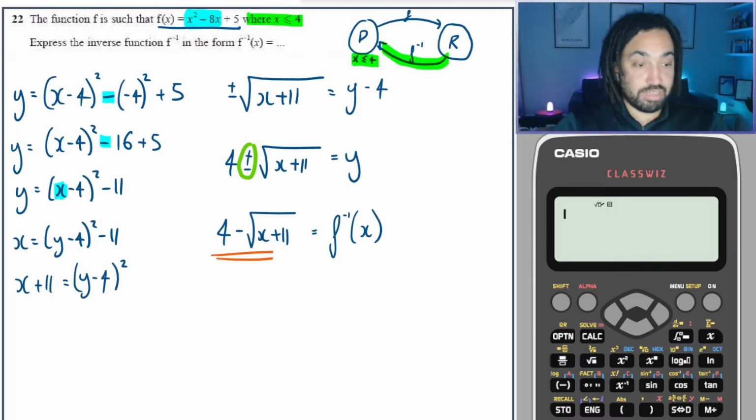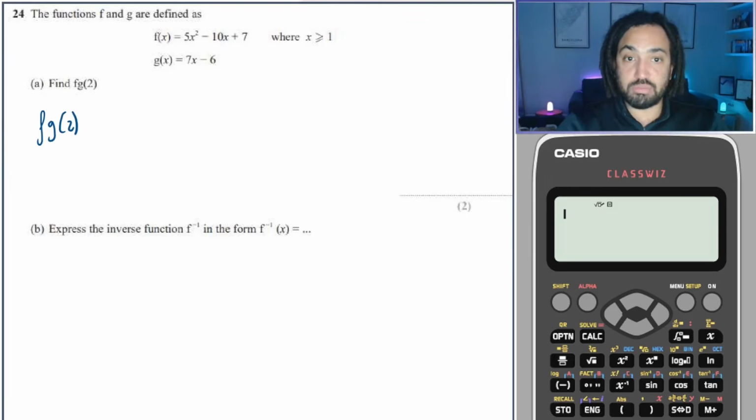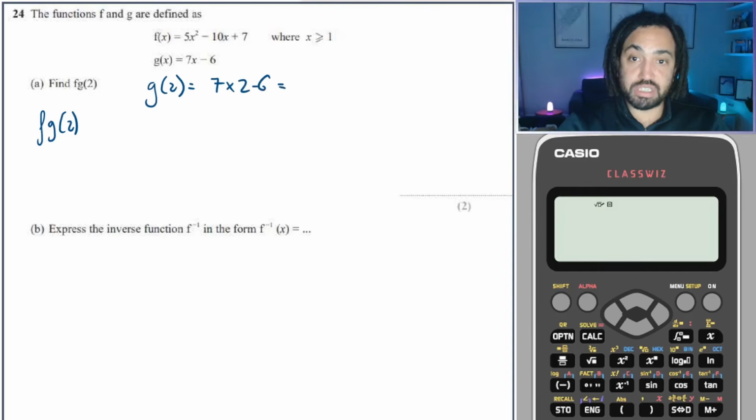Right, let's have a go on the next one. Okay, f of g of 2. Well, first off, let's find out what g of 2 is. So let's sub in 2. So it's 7 times 2 minus 6, which is 14 minus 6, which is 8. So f of g of 2 is the same as f of 8.